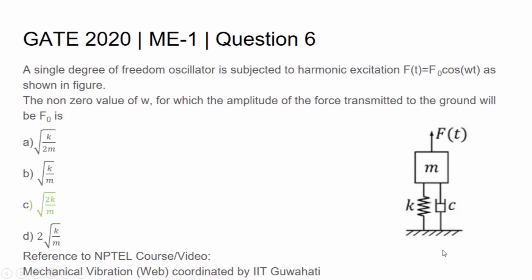Now let us move to the question again. A single degree of freedom oscillator is subjected to harmonic excitation. The non-zero value of omega for which the amplitude of the force transmitted to ground will be F0. As we have discussed earlier, transmissibility will be 1 for r equal to 0 and √2. When r = 0, omega is 0, but the question asks for the non-zero value of omega. That will happen when r = √2. So omega is √2 times omega n, that is √2 times √(k/m), which is √(2k/m).